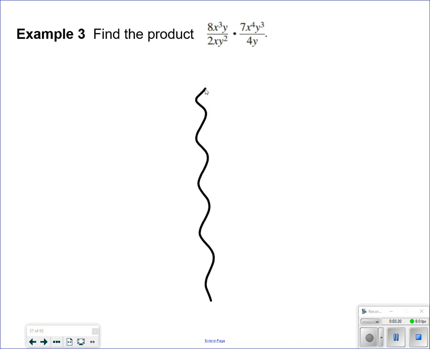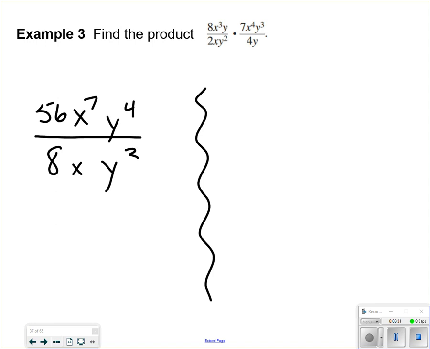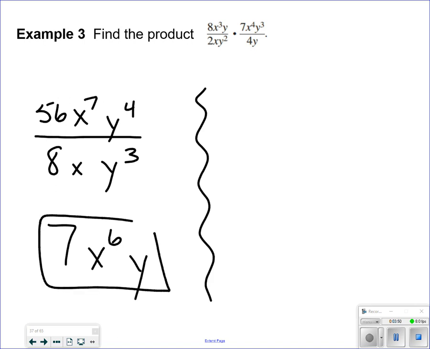I go ahead and multiply straight across the top. So 7 times 8 is 56, x to the 7th, y to the 4th, over 8x, y to the 3rd. And now you're dealing with your exponent rules. Again, because these are all monomials, they are individual. So 56 divided by 8 is 7. x to the 7th over x to the 1st is x to the 6th. And y to the 4th over y to the 3rd would be y to the 1st. And that's the answer.